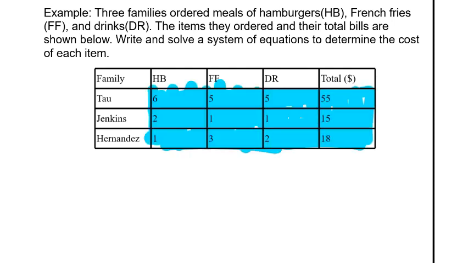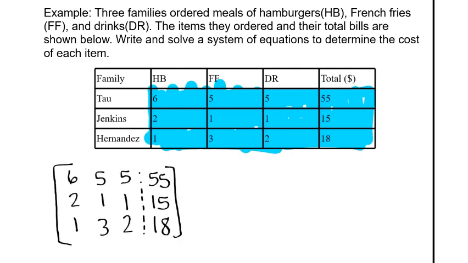Write and solve a system of equations to determine the cost of each item. Here's the best part about this. It's in a table, which means the highlighted portion is pretty much already a matrix. Which brings us to our first step, write an augmented matrix. Step 2, we're going to go ahead and solve that. When solving this, I want this top one to be a 1.